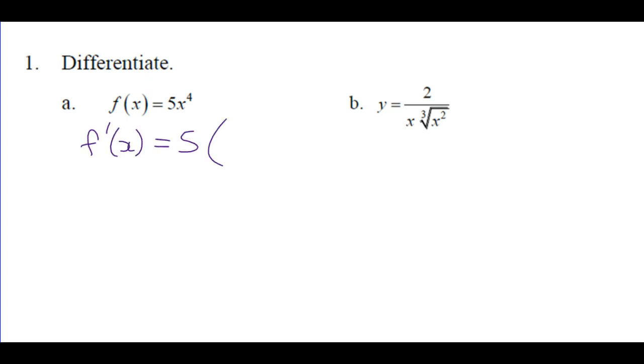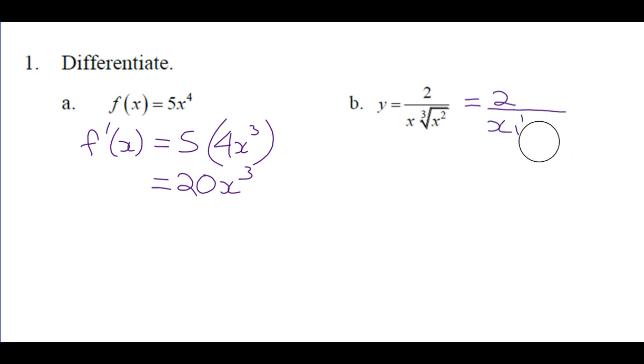So we know that's 5 times the derivative of x to the fourth, which is 4x cubed. 5 times 4x cubed is 20x cubed. And what we got? y equals 2 over the cube root of x. Oh, wait a second, let's get rid of that radical. So what is this expressed in exponential form?